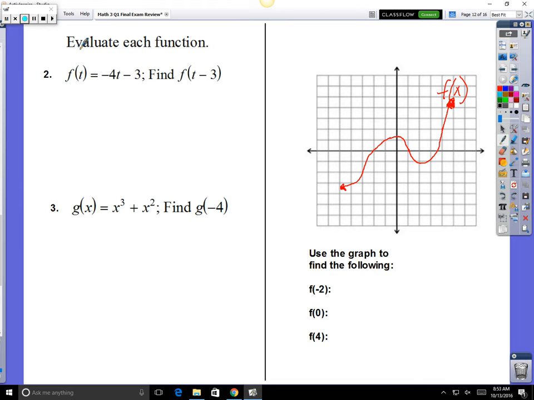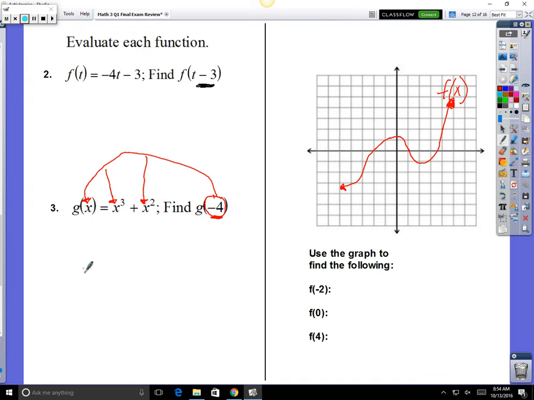Okay, function notation. So evaluate each function. So this guy, the function is f. And they want you to evaluate f at this. So let's do 3 first, because 3 is a little bit easier. So they want you to evaluate g at a negative 4. So all that means is you're going to take negative 4 and you're going to substitute it into g everywhere there is an x. So you take the x out and you put negative 4 in its place.